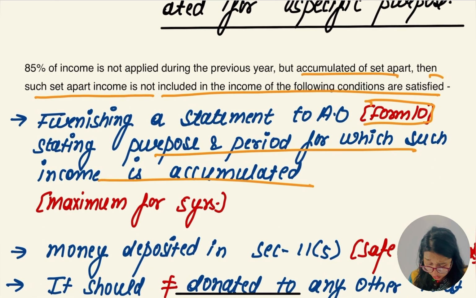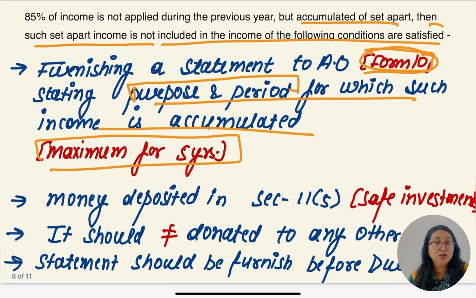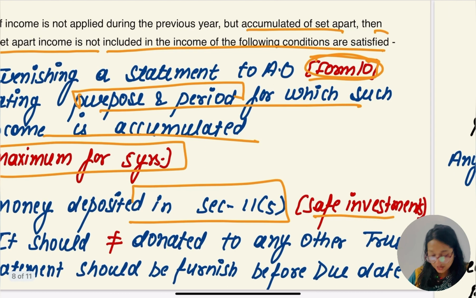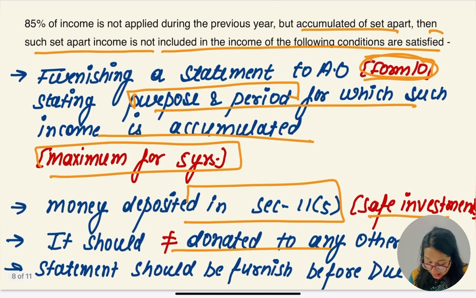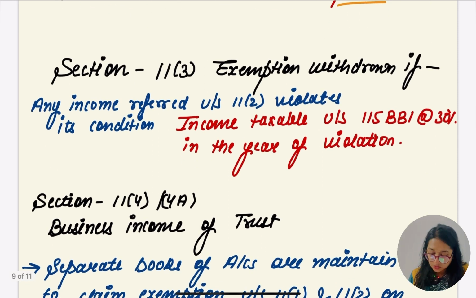Here we are talking about the applied income. So Form 10 should be filed, with a maximum accumulation period of 5 years, right? And the purpose and period should also be mentioned. Money is to be deposited as per section 11 subsection 5, which is safe investment, and it should not be donated to any other trust. We already know this point too. The statement should be furnished before the due date of return of income under section 139 subsection 1, at least 2 months before. So these were very simple things which we are very familiar with, section 11(2).